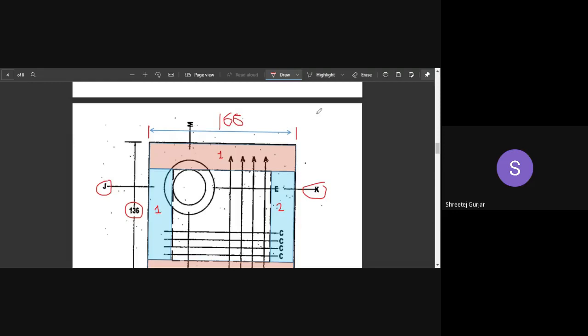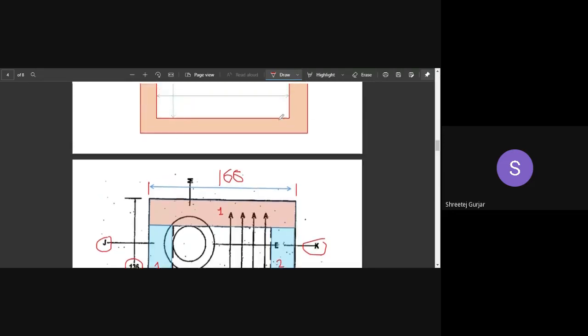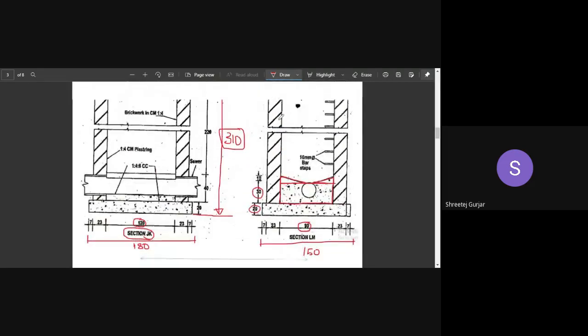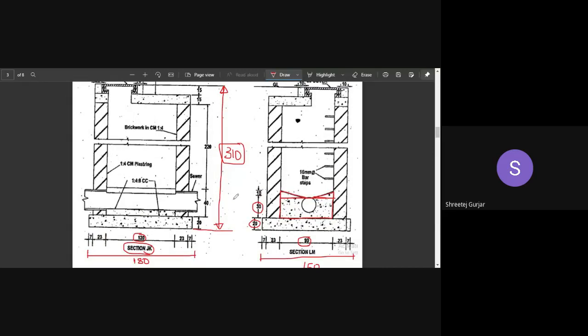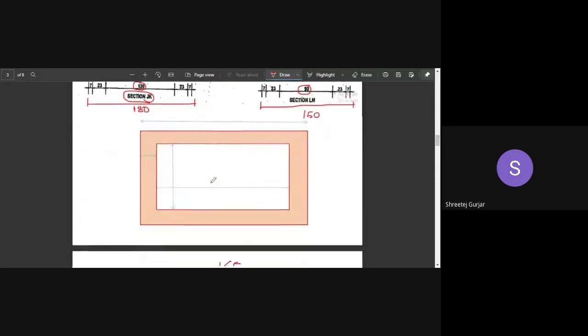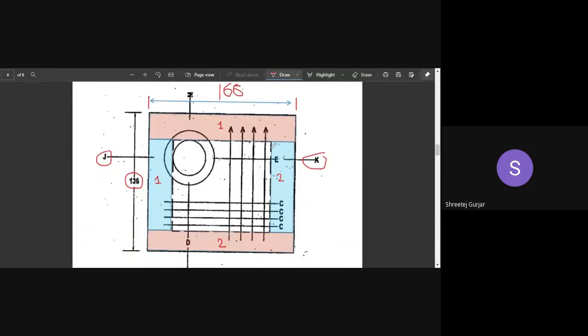Now the height of my long wall. Height of my long wall is from here: 220 plus 40. Now for the short wall, the height will be the same, but what about the length? The length will be the inner distance only. It will be from here to here, the inner distance.